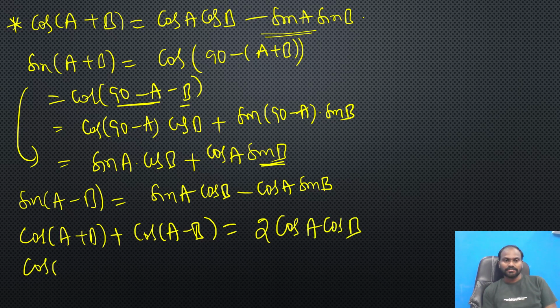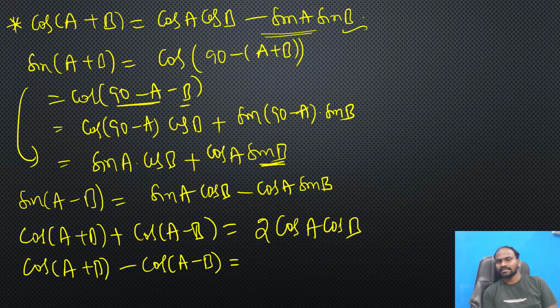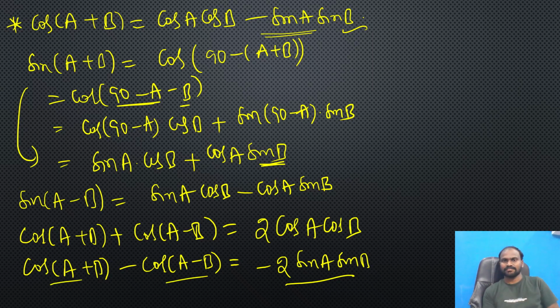And what if you subtract? So cos of a plus b minus cos of a minus b. If you subtract, then cos a cos b gets cancelled, and here you will get minus sin a sin b, and here also minus sin a sin b. So which is minus 2 sin a sin b. And if you want to write only 2 sin a sin b, then you can multiply by minus, so this becomes plus and this becomes minus.